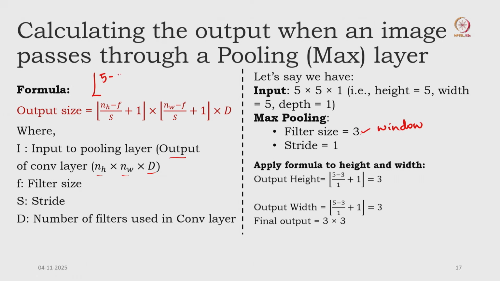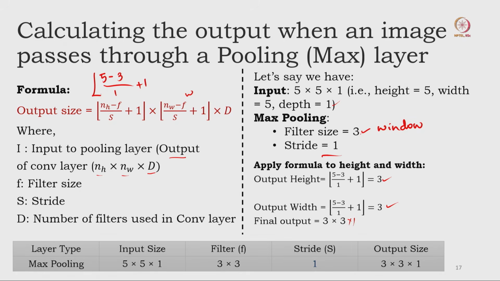So, it is 3, and the stride we have considered is 1, plus 1. So, 5 minus 3 is 2, 2 plus 1 is 3. This is for height, and the same thing you have to repeat for the width. Width is 3, into D, the number of such channels. Here depth is only 1, so it is into 1, which is just 3 cross 3. This is what we have seen.